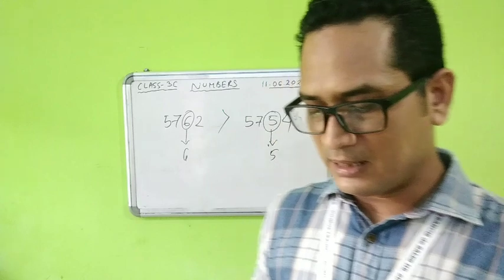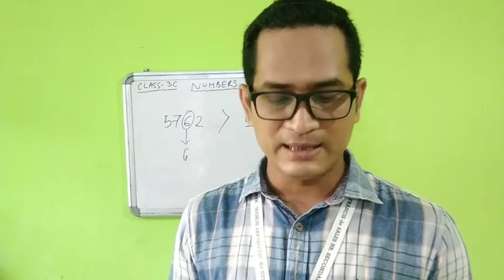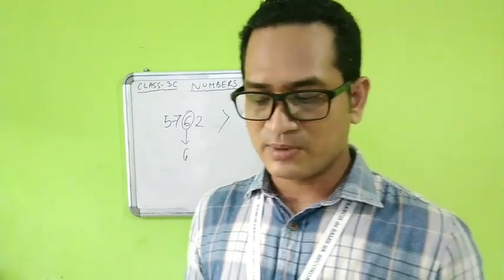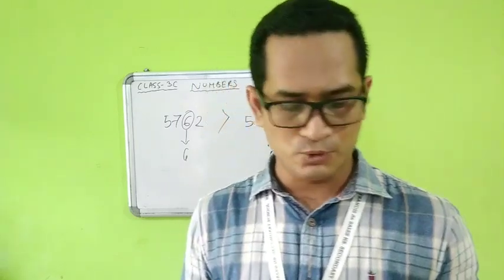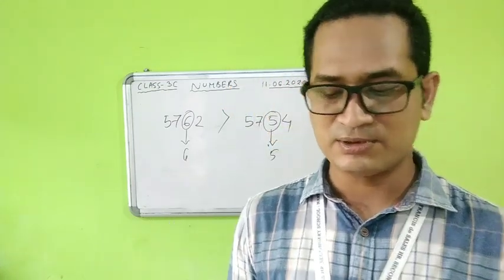Now students, the next part of the textbook is 3.2, on page number 30. It is given as "I apply". Now in the I apply concept, what is given? We can apply the knowledge of comparing numbers and place value to: number 1, arrange numbers in ascending and descending orders, form the greatest and the smallest number using the given data.